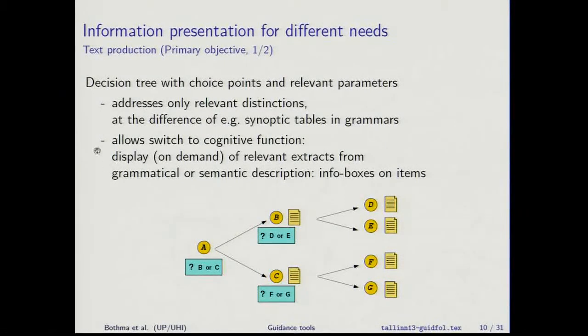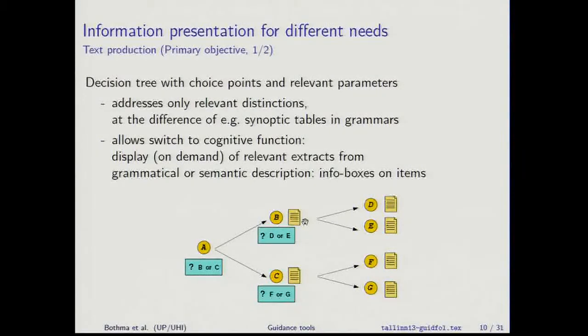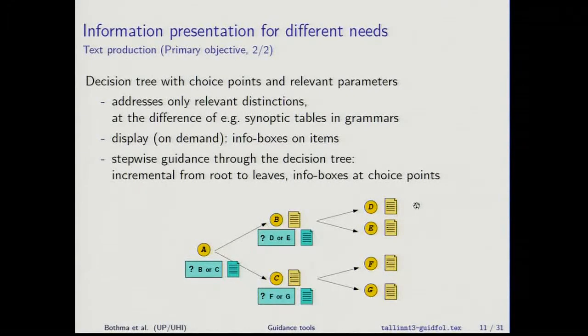What we intend to do is to address those distinctions which are relevant for the lexicalization case at hand, and support users, at least on demand, with information about each of the elements which can be chosen. So we allow for something like information boxes attached to these elements. Furthermore, we allow for information boxes at the choice points, such that the type of information you would find in the text of a grammar is available also before you have to make your choice to guide you through the different options.